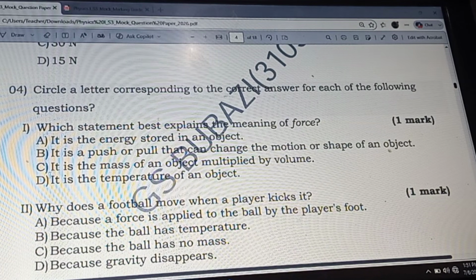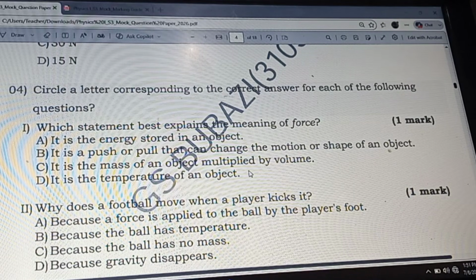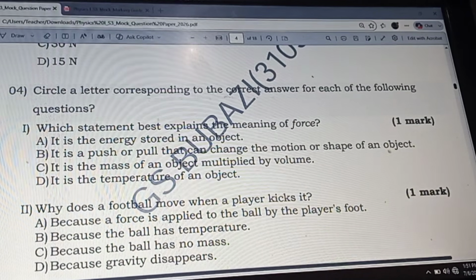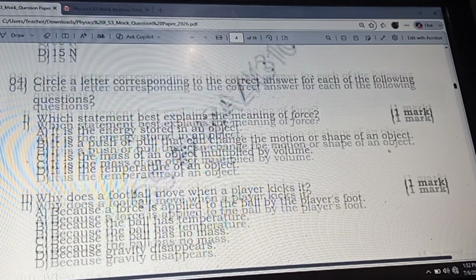C. It is a mass of an object multiplied by volume? No. D. It is the temperature of an object? No. The best option is B. Force. It is a push or pull that can change the motion or shape of an object.